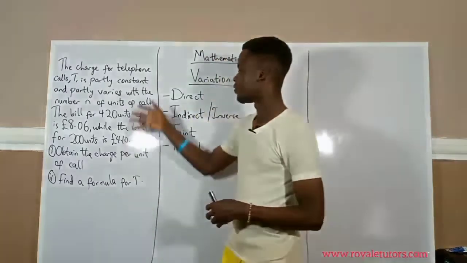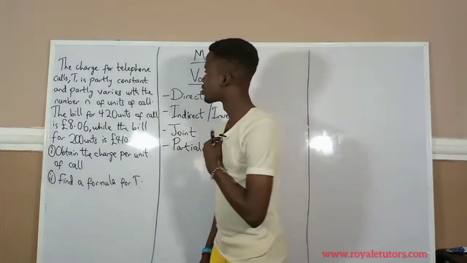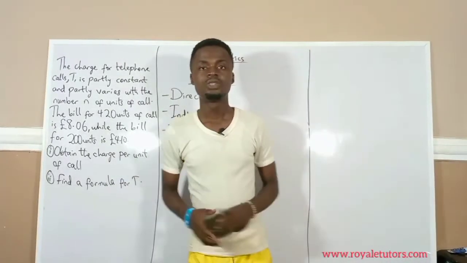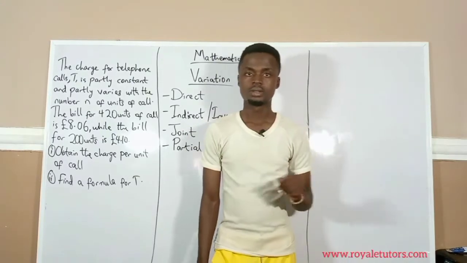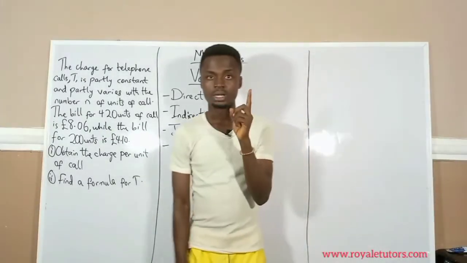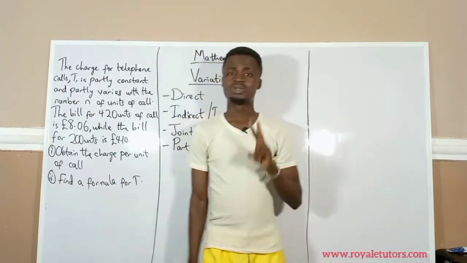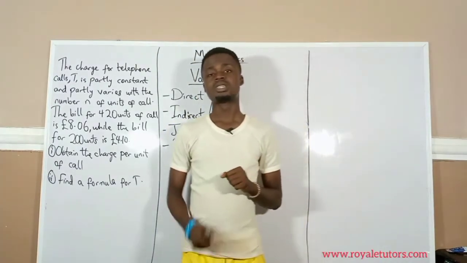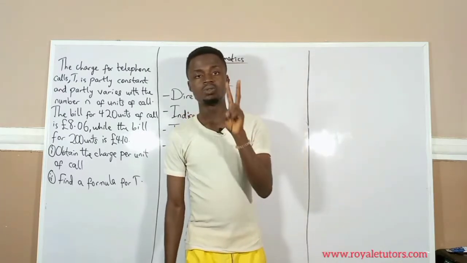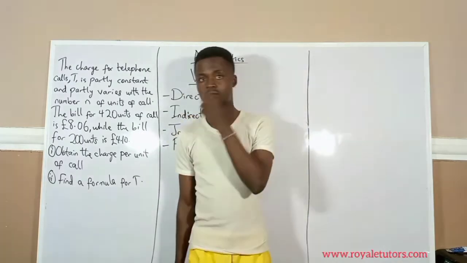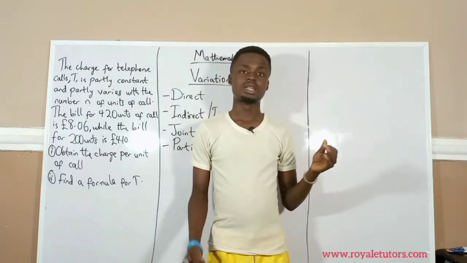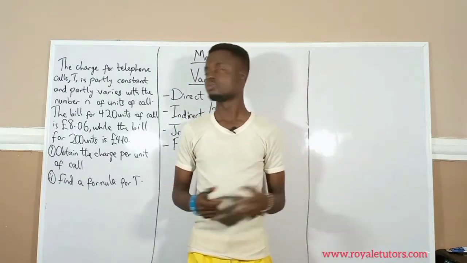Okay, so I have a very good question here that I want us to work with, to explain partial variation. In partial variation, we used to have two constants. In direct, indirect, and joint variation, we used to have just one constant. But in partial variation, we have two constants. This is because there is always a fixed amount of money and the other one varies. So there are two variations joined together in partial variation. That's why we say it is partially varying together. That is, it is kind of split into two.